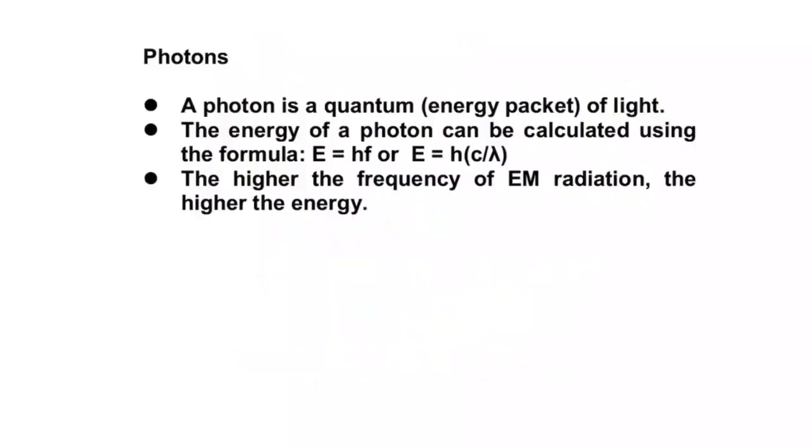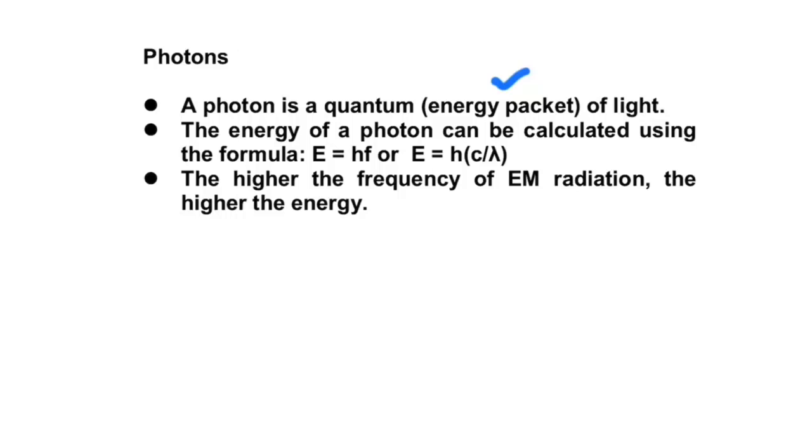The last thing we are going to talk about is photons. So a photon is a quantum of light. Quantum is an energy packet. That is how we quantize light. We quantize light in terms of energy packets, or what we call a photon. A photon is a packet of light.